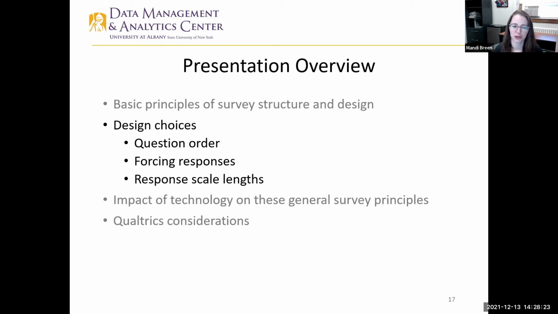So first we're going to look into question order and how that can affect how respondents move through your survey. We'll look at the forcing of responses. Do you or do you not want to push them to answer every question? And then we're going to look at response scale lengths a little bit, including that midpoint. And then, do we recommend 5 or 7 point scales, things like that.